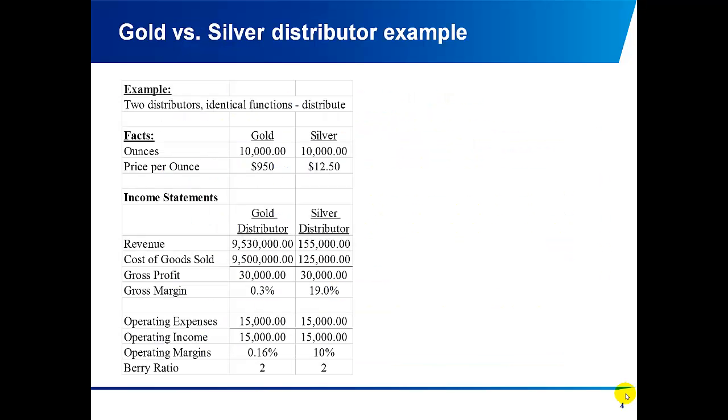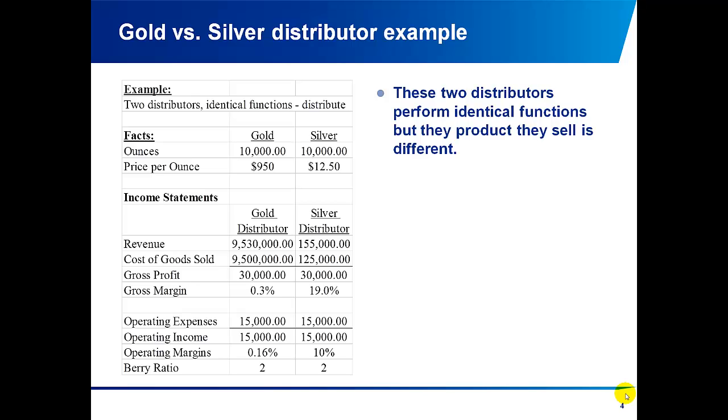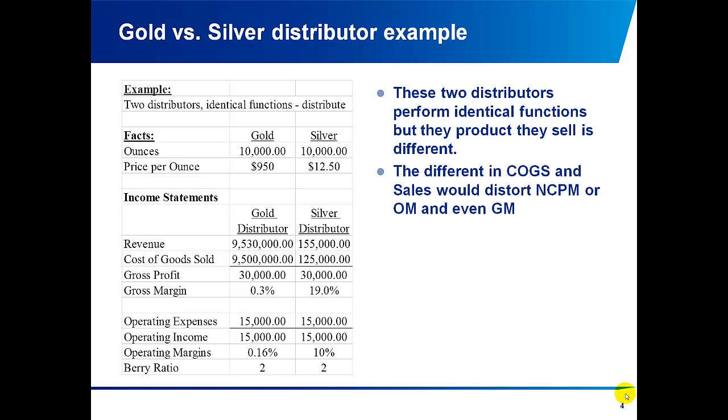So let's talk about this example where we have two identical distributors functionally. They're going to distribute two very similar products, gold and silver, and they're going to distribute them in the exact same amounts. They'll have the exact same operations. But the one key difference between these is the price of gold versus the price of silver. As you can see, this is going to have an impact on their income statement.